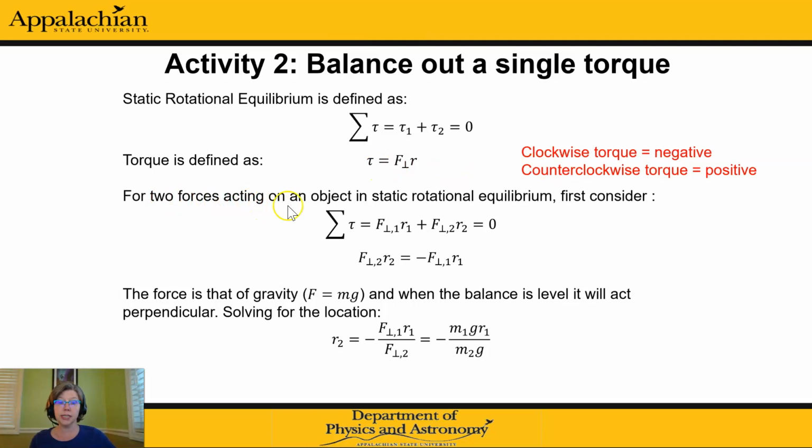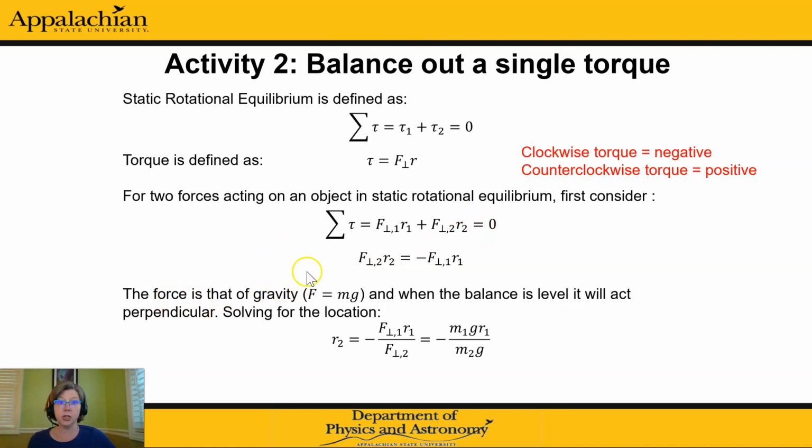So for 2 forces acting on an object in static rotational equilibrium, you would consider that there's 2 different torques, so 2 perpendicular forces times 2 particular distances, and notice that one torque would have to cause positive rotation and the other would be negative rotation for them to balance out, which makes sense.